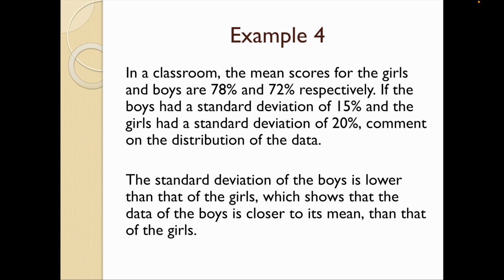So what does that mean? What that means basically is that the boys' data is closer to their mean than that of the girls. That's all it means. So when you see questions asking you to comment on the standard deviation, you basically just say this one is lower than that one, so the data for the lower one is closer to its mean than the one with the higher standard deviation. And that's it.